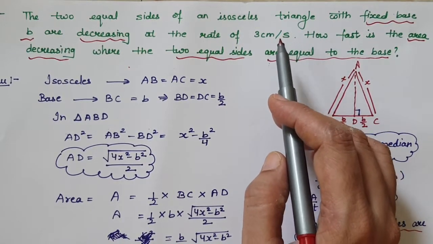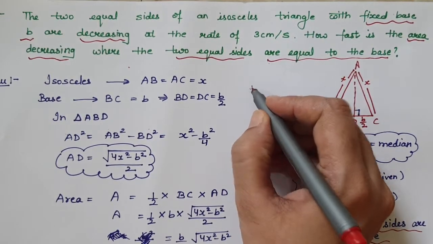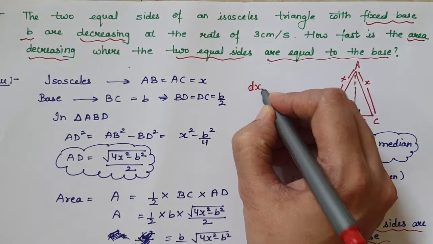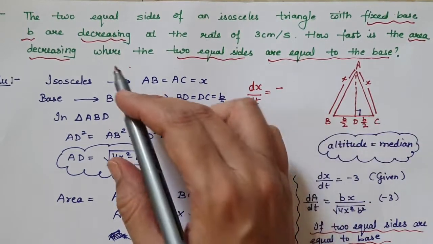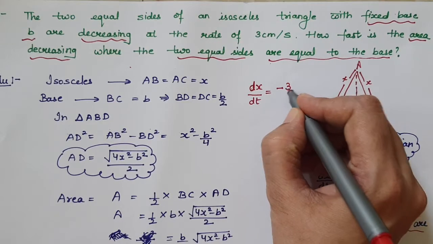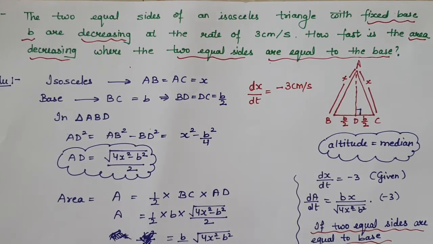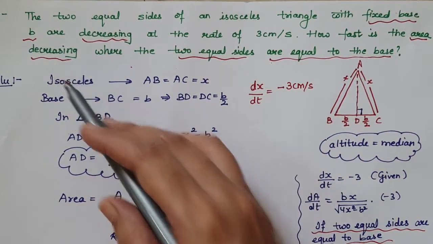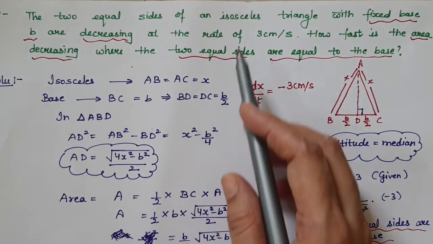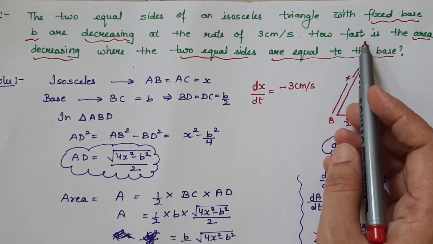So the rate of decrease of these two sides with respect to time. That means if I have taken the side as x, then dx by dt is a decrease, meaning minus 3 centimeter per second. This is given to us. Based upon this, we want to find how fast the area of the isosceles triangle is decreasing. And fast means with respect to time.